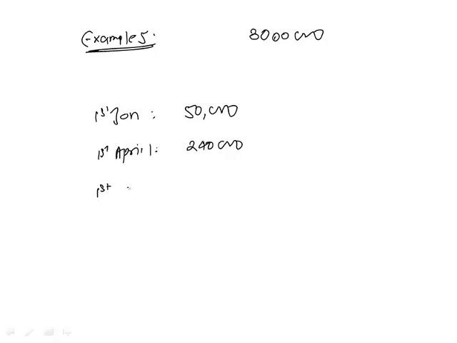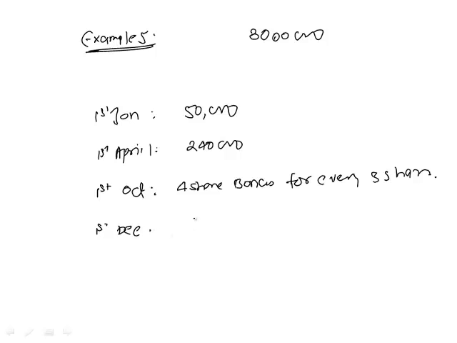On 1st of October, we have 4 shares bonus for every 3 shares. And on 1st of December, we have a repurchase of 300,000. Calculate the denominator, weighted average number of common shares outstanding. The last one is 300,000, 50,000, 240,000 and 300,000, 3 lakhs.